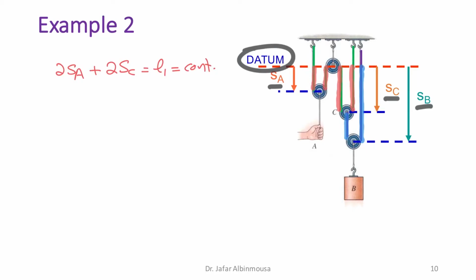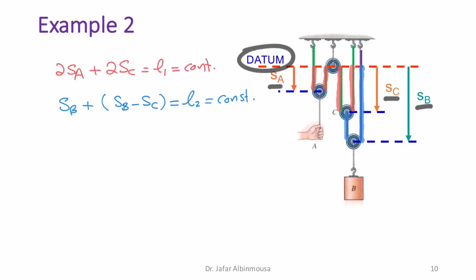For the next chord, which is in the blue, we have one length, which is SB. So this is SB plus this little segment. So this is SB, and this is the little segment over here. So that little segment is equal to what? It equals SB minus SC, so SB plus SB minus SC equals L2, which equals a constant.